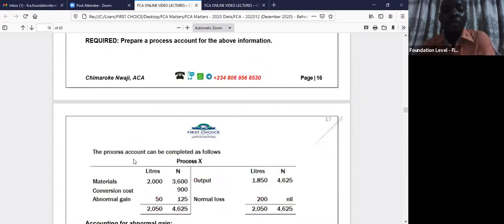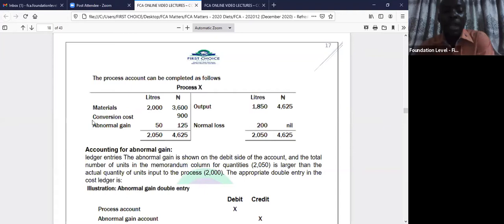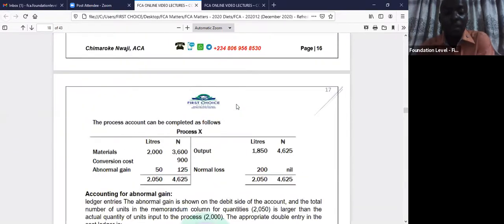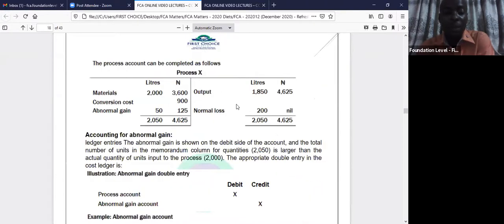The difference between abnormal gain and abnormal loss is that abnormal loss is put in the left-hand side of the account. And so it will increase the cost. That is the only thing it does. But your output, you multiply by 2.4. Is it 2.4 or 2.5? 2.5. Okay? No problem.